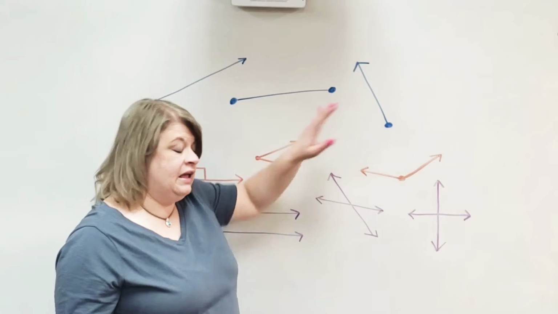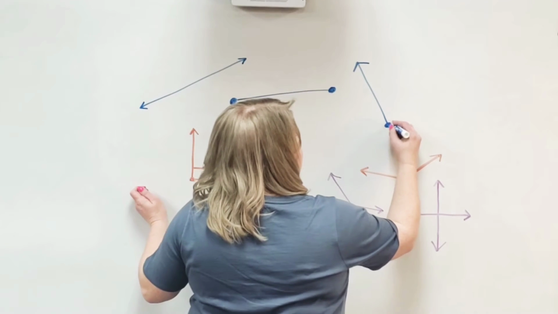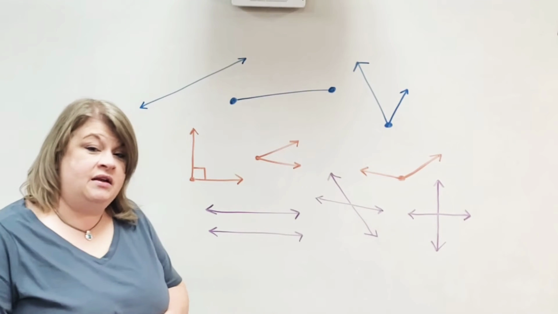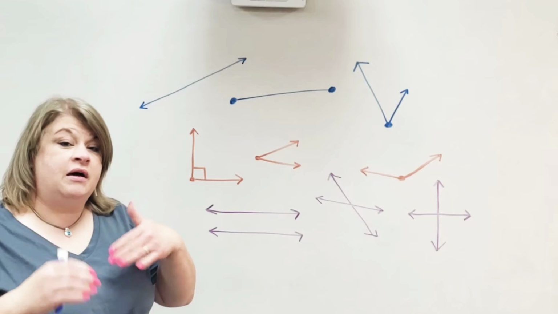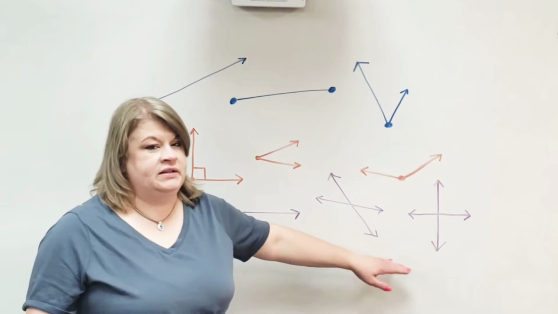That's a ray. Can we also add another end point? Nope, not an end point. Can we also add another line? Yes, we can. We can have several rays coming from the same end point. Good job. Let's go down to these purple ones.